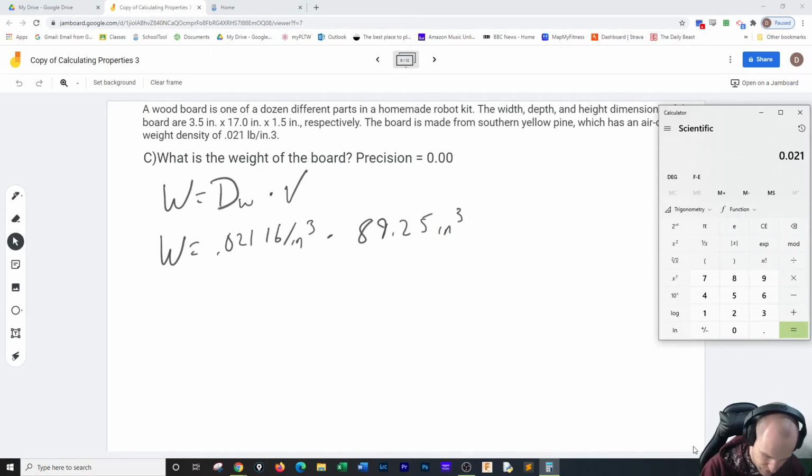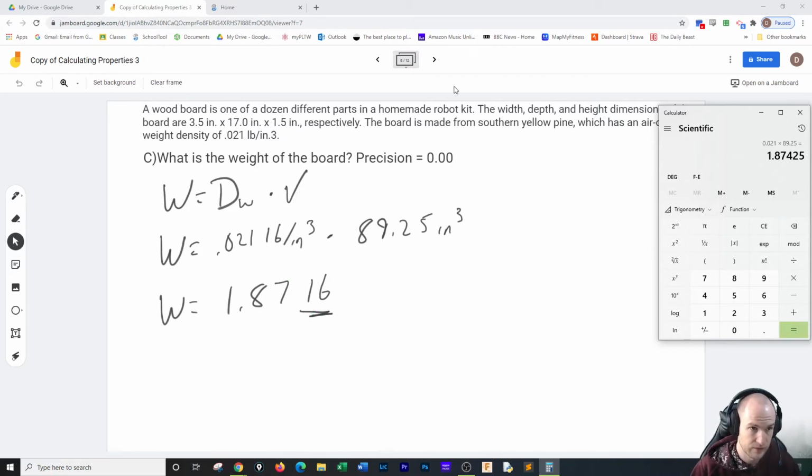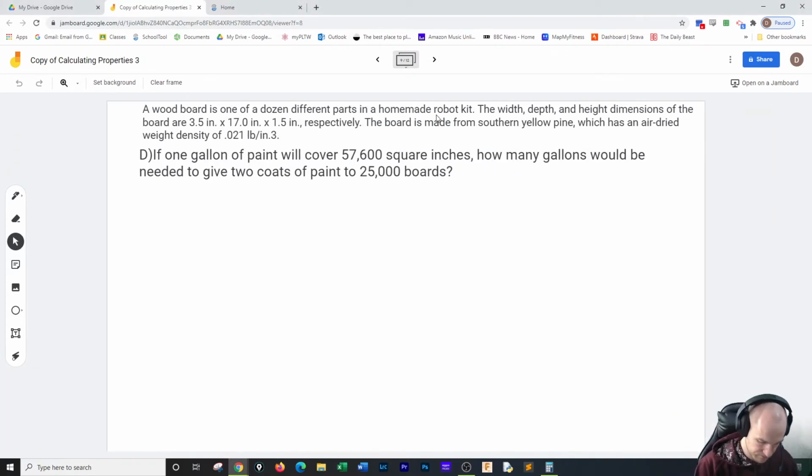So 0.021 times 89.25 inches cubed, and we get a weight of 1.87 pounds, and that is pounds. All right, moving right along.